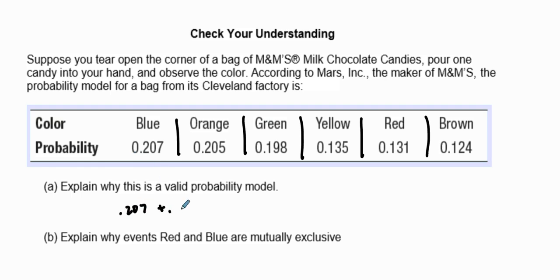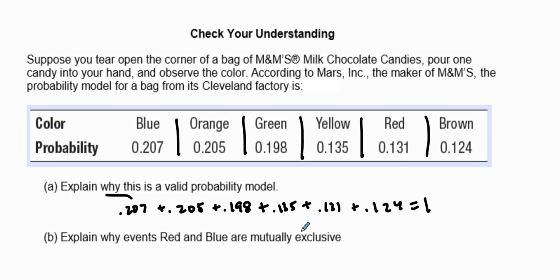0.07 plus 0.205 plus 0.198 plus 0.135 plus, oopsies, not 1.3, 0.131 plus 0.124 would have to equal 1. Each one of these events is between 0 and 1, and added together, this equals 1. So that is why it is a valid probability model. Each event added together equals 1.